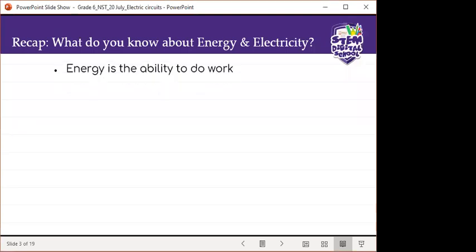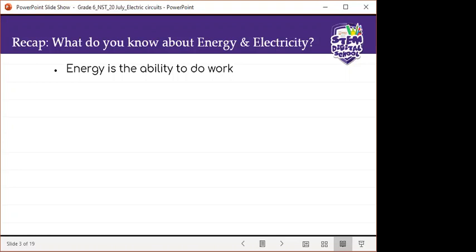Okay, so guys, these are things that you should know by now. All right, so this was covered in grade 4 as well as grade 5. And you can just write them in your book just to recap. Energy is the ability to do work. So that's the definition of energy. It is the ability to do work.